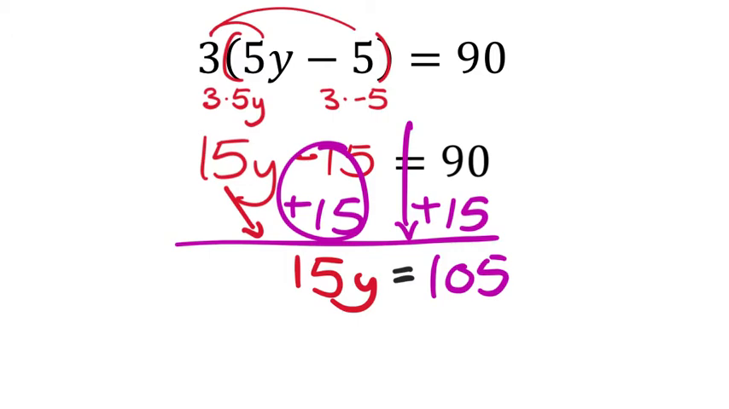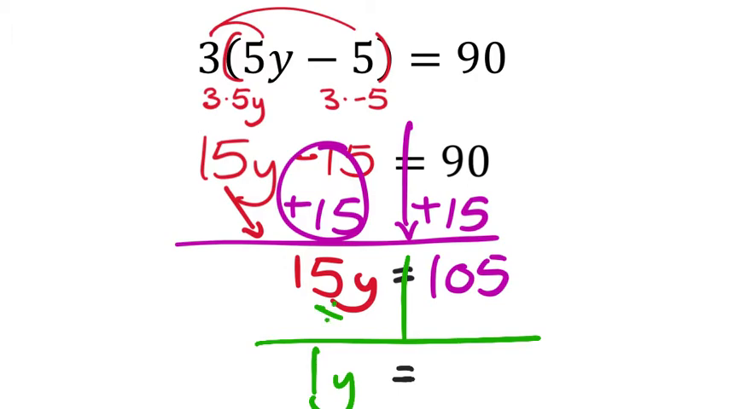So one last principle of equality will solve this one so that we end up with just 1y equaling something. And again, it's a division principle of equality. To make that 15 into 1, we'll have to divide it by itself. But if we do it to one side, we have to do it to both sides. So now in my calculator, I take 105 divided by 15, enter, and I get 7.